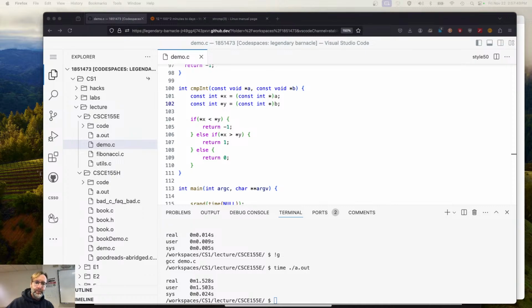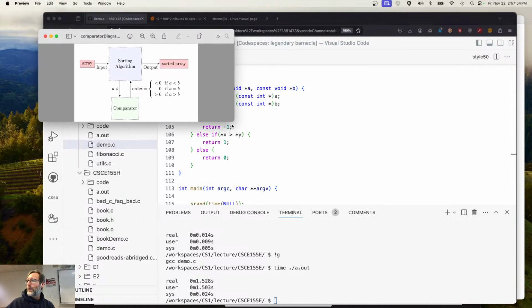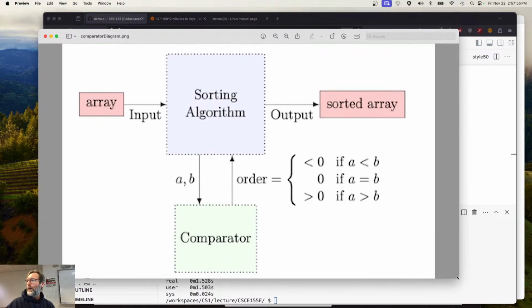Come on. Opening up from the cloud takes a long time, apparently. Right. Okay. We've got an array. There we go. Now that's better resolution there. We've got an array that is given to this sorting algorithm, QSort in this case.